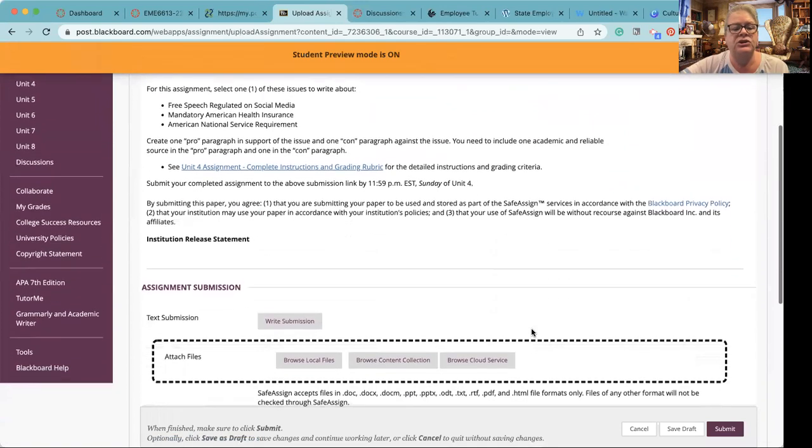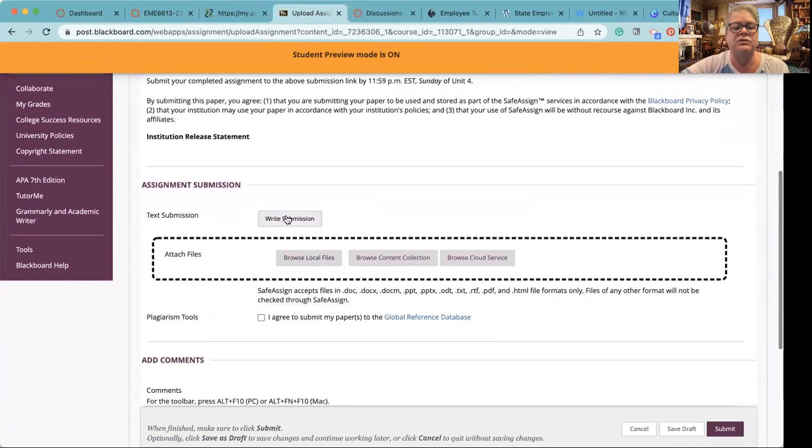And you will need to upload a document. Do not click on write submission. You need to create this paper in Word or another word processing program and save it as either a Word document or a PDF. Now, there are other file formats that work, but if you get in the habit of using Word doc format or PDF format, your life will be so much easier.